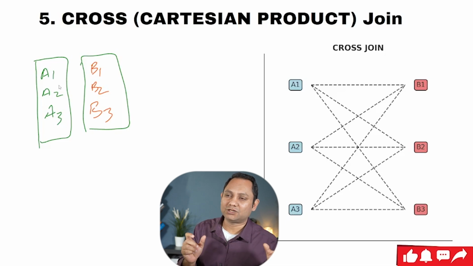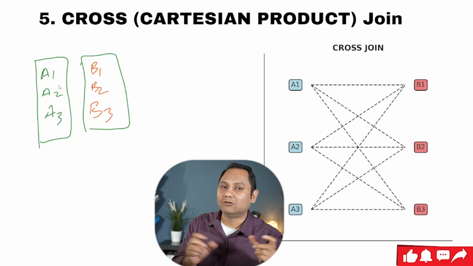So in interview questions, if a trick question is asked, can you think of a join where you don't need any common column to join two tables? Don't get confused. There is a join, and that's the cross join. To do a cross join, you do not need any common field to exist in both tables. So any two tables can be cross joined.